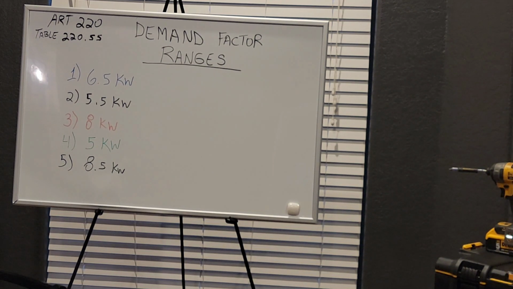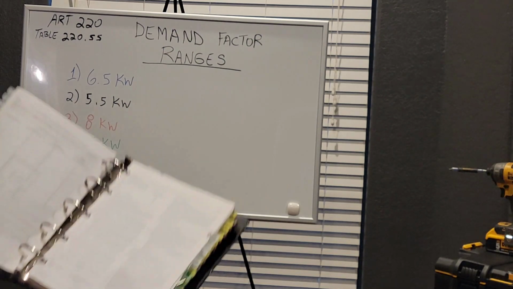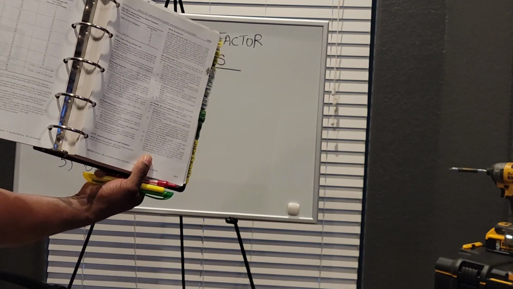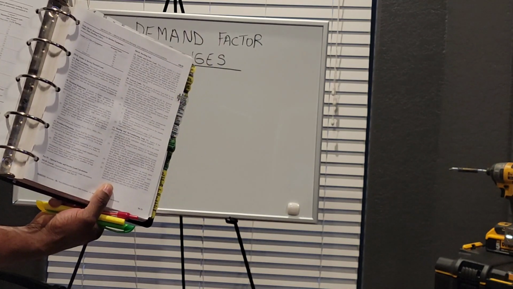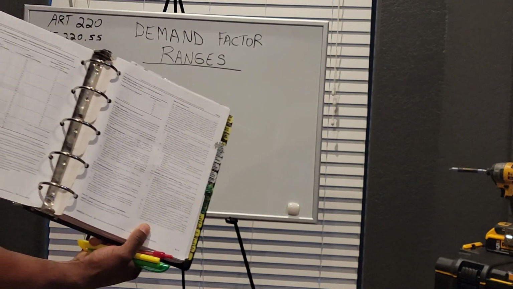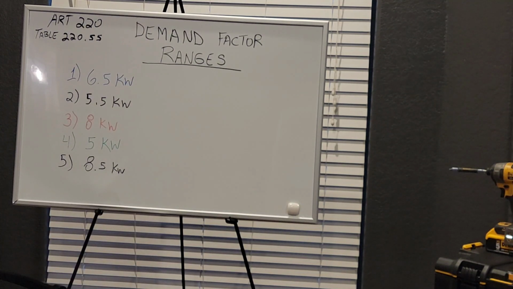All right, so right here, that's a column, Table 220.55. All right, so looking at these, we have 5 different ranges, all different unequal kWs. So if we look here, okay, I want you guys to look down at the notes up under that table.